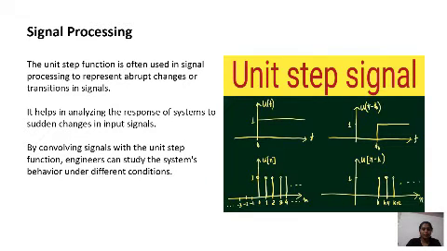Signal processing. The unit step function is often used in signal processing to represent abrupt changes or transitions in signals. It helps in analyzing the response of systems to sudden changes in input signals. By convolving signals with the unit step function, engineers can study the system's behavior under different conditions.